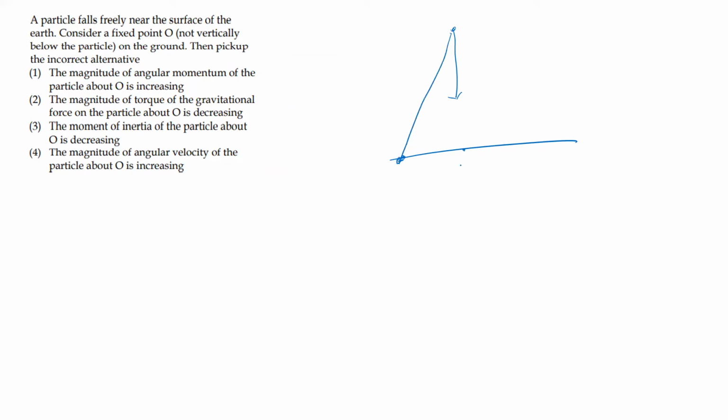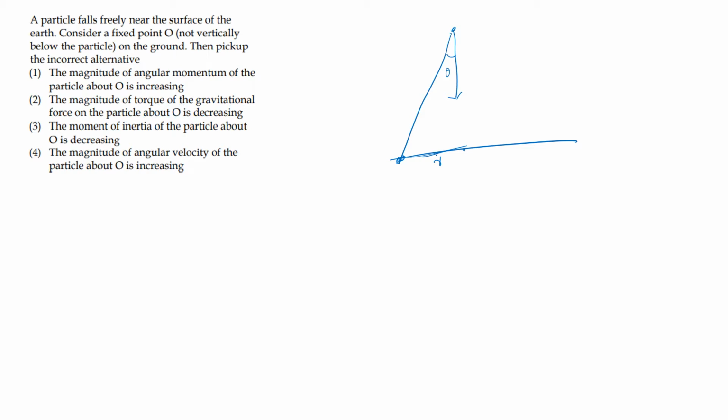As the particle is coming down, take the angle here, theta. They are asking about the magnitude of angular momentum of the particle; pick the incorrect statement. The angular momentum of the particle about O increases, clear, as it is coming down the perpendicular distance increases. The magnitude of torque of the gravitational force on the particle about O is decreasing. That is wrong. Torque increases because of the perpendicular distance.